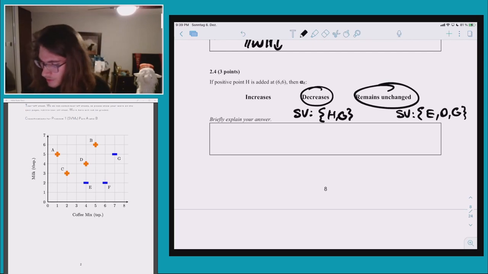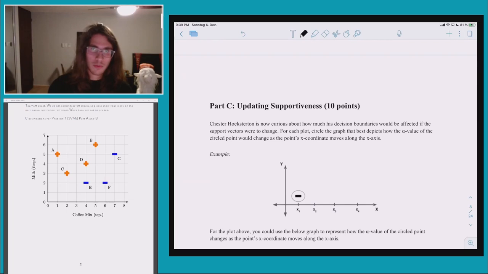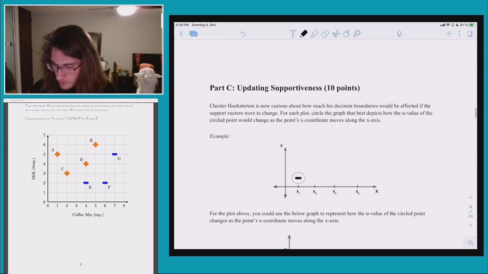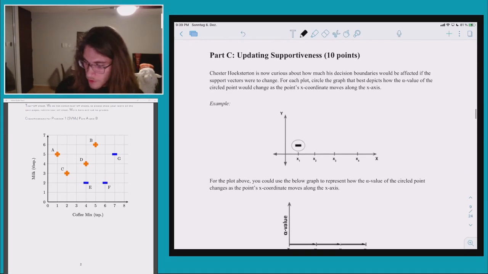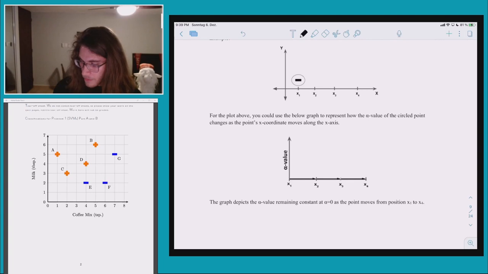Okay. And now we're going to go to yet another question, not on support vectors, but on alpha values and how they change according to a support vector's relationship to the decision boundary. So feel free to read this question at your own leisure. I'll just proceed. And this is just the setup of how we'll be interacting with this question and answering it.